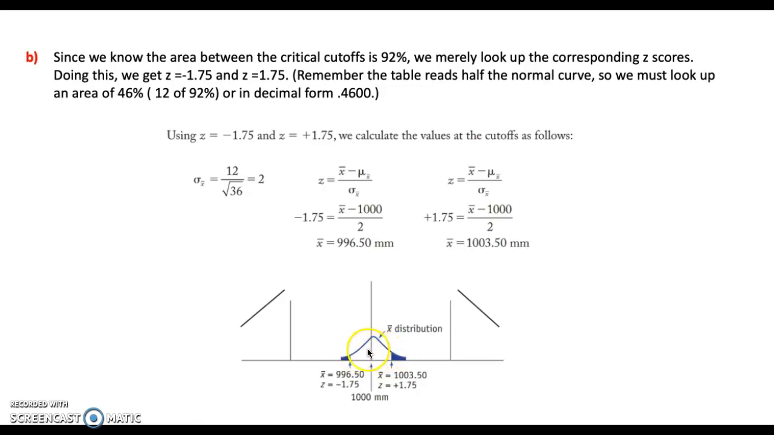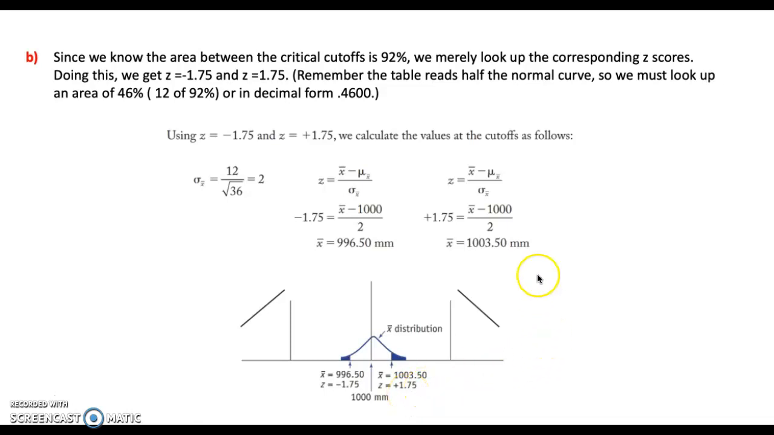So if we divide the 92 by 2, we are going to get 46% as one area over here until the cutoff value, and 46% is the other area. So when we look at the z table, we can find the values for 46% or 0.46, which are 1.75 and negative 1.75. So z values for the cutoffs are negative 1.75 and positive 1.75.